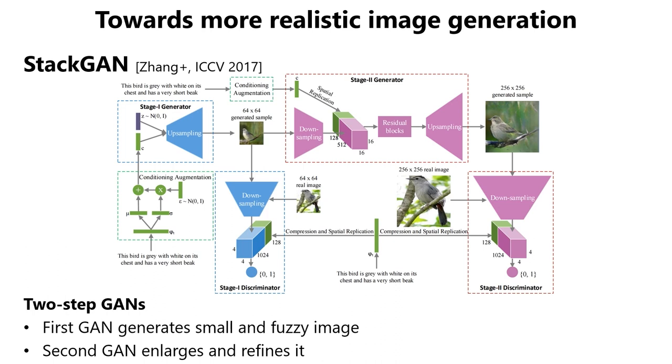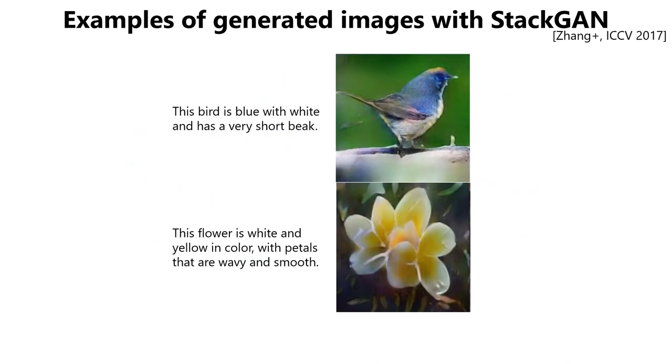The first GAN produces images with low resolution and in some cases a little roughness, as in the previous studies. The second GAN, which also receives text input, first increases the resolution of the image produced by the first GAN, and then produces an image with more detail within that higher resolution. The discriminator of the second GAN also checks to see if the image is in accordance with the text. In this way, by using a two-stage GAN, the first GAN generates small resolution images, and then the second GAN determines the details in high resolution. The method is able to generate quite beautiful images of birds and flowers.